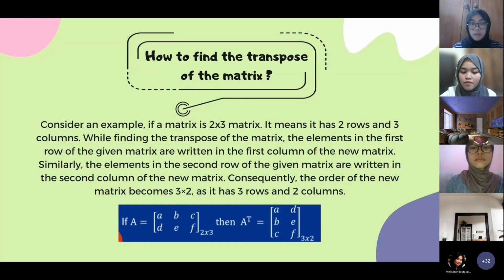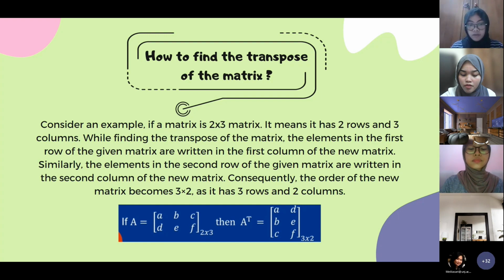How to find the transpose of the matrix? Consider an example. If a matrix is a 2 by 3 matrix, it means it has 2 rows and 3 columns. While finding the transpose of the matrix, the elements in the first row of the given matrix are written in the first column of the new matrix. Similarly, the elements in the second row of the given matrix are written in the second column of the new matrix. Consequently, the order of the new matrix becomes 3 by 2 as it has 3 rows and 2 columns.